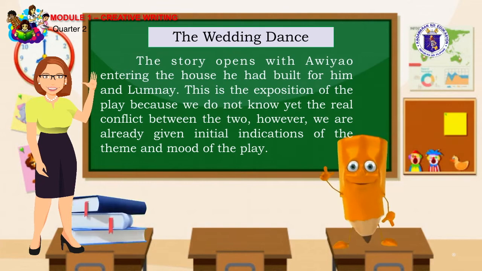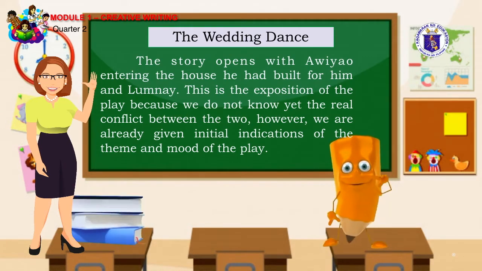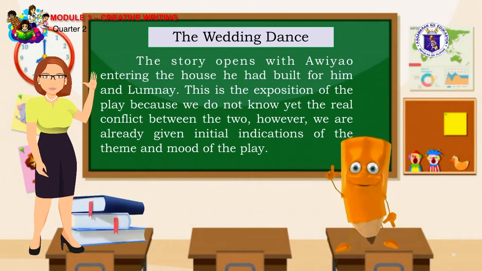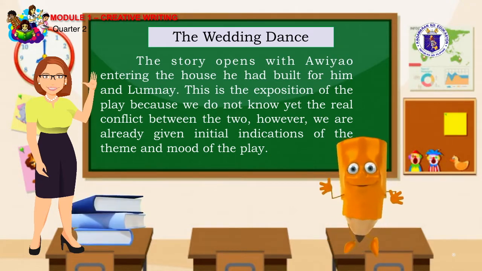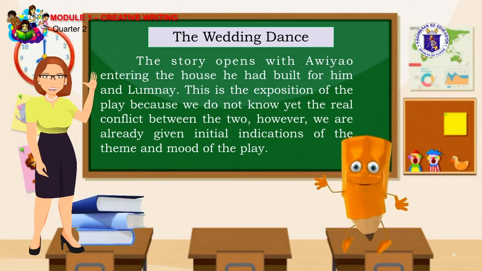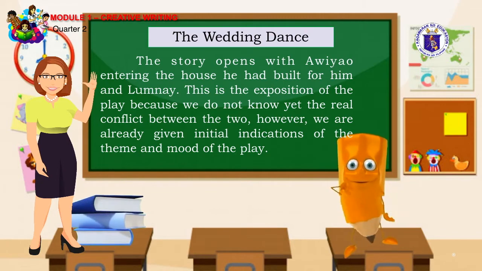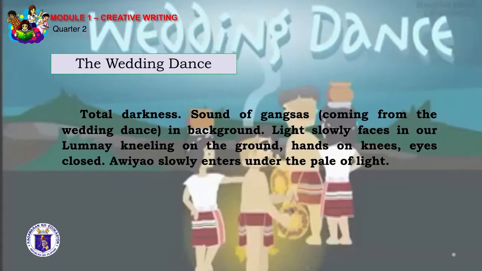The story opens with Awiyao entering the house he had built for him and Lunay. This is the exposition of the play, because we do not know yet the real conflict between the two. However, we are already given initial indications of the theme and mood of the play.